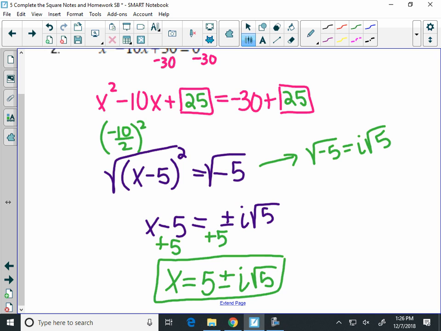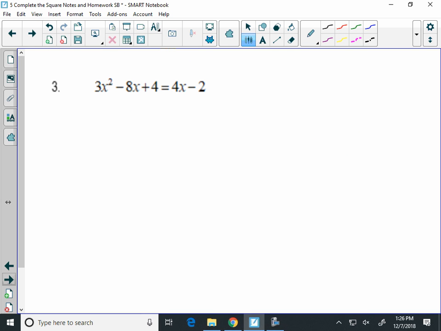We're going to do one more full one, and then we'll do like a third of one. We're going to do the whole last one. This one: 3x squared minus 8x plus 4 equals 4x minus 2. What do I have to do here? Yeah, move the 4 over. And then what else? Yeah, move the 4x, and then Bobby said also move the 4 to the other side.